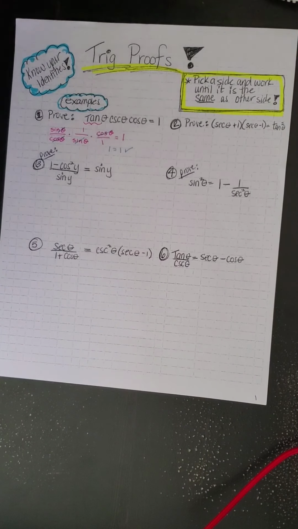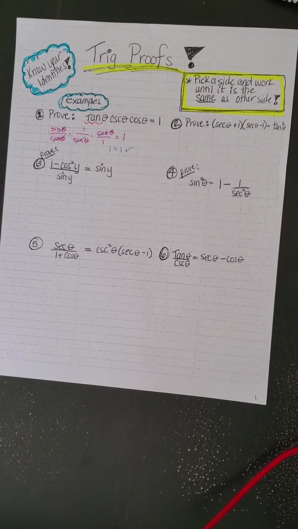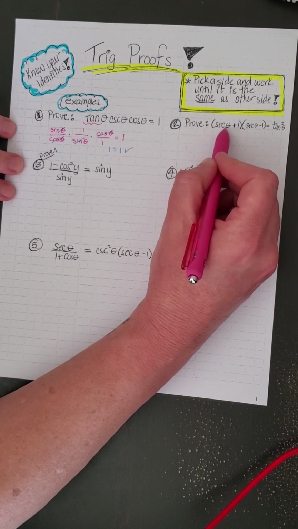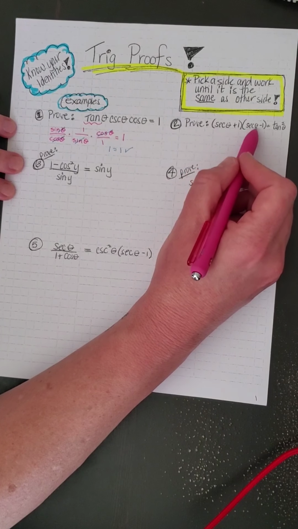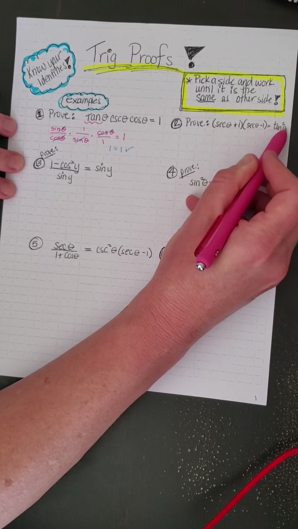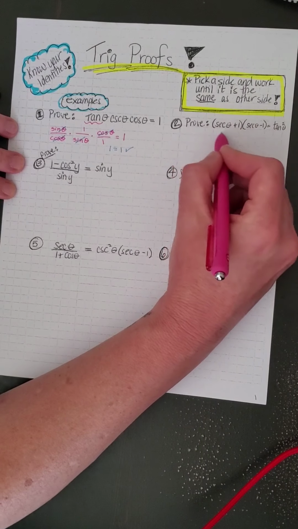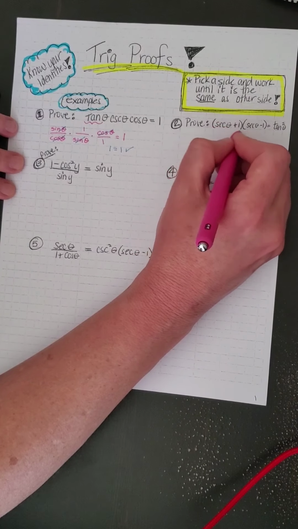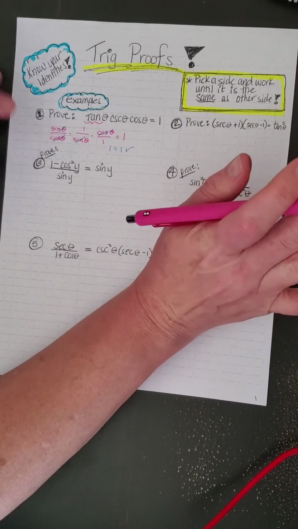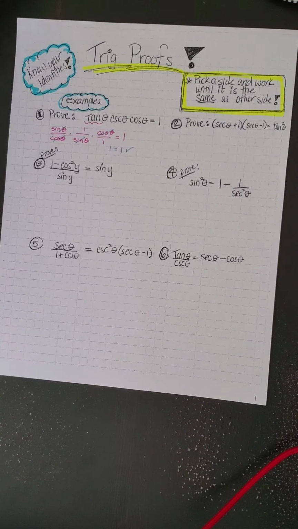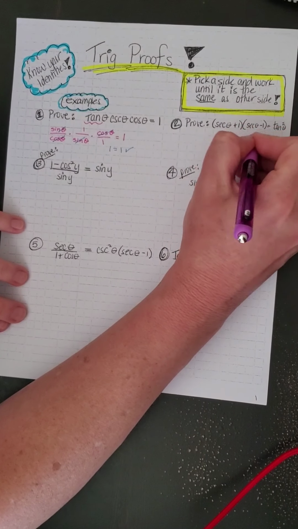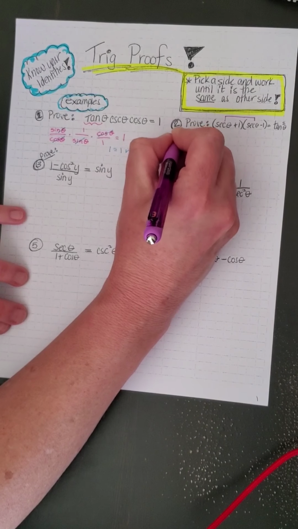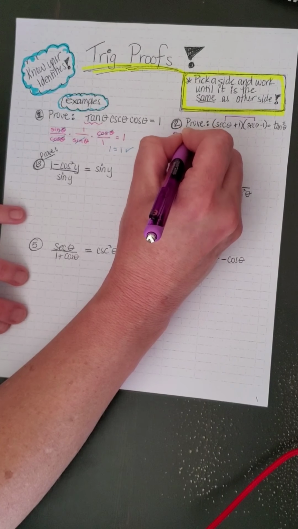All right, let's do another one. They can get harder than that, and I bet they are. So we're going to prove that secant theta plus 1 times secant theta minus 1 is equal to tangent squared theta. I'm going to choose to work on this side and leave the other side alone. Now I might be making the wrong decision, I don't know for certain, but I'm going to multiply this together and see what happens. So if I multiply here, I get secant squared theta.